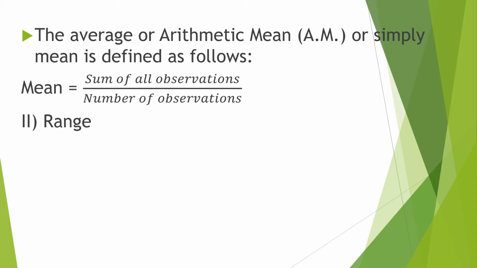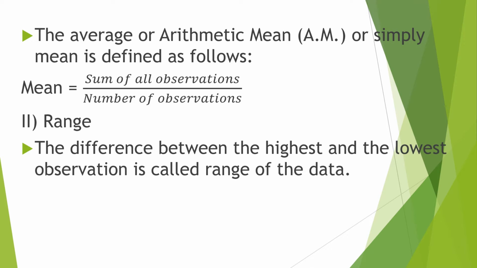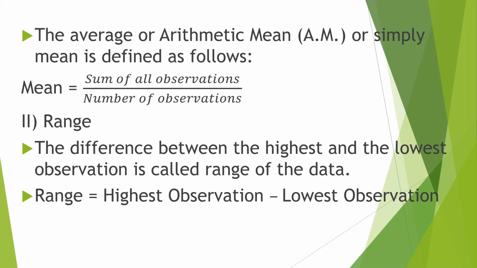Next, we can discuss range. Range means you can arrange the data in ascending order or descending order. That will be very helpful. Range means the difference between the highest and the lowest observation of the given data. So the formula is highest observation minus lowest observation. Children, better you arrange the given data in ascending or descending order. That will help you to pick out the highest and lowest observation easily.